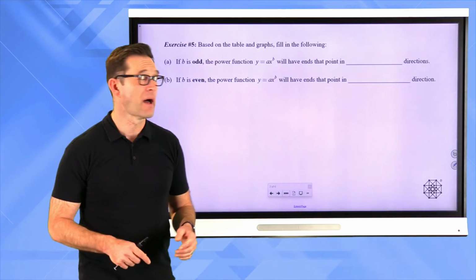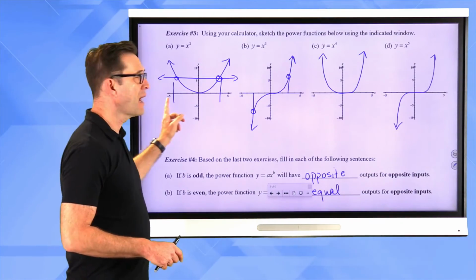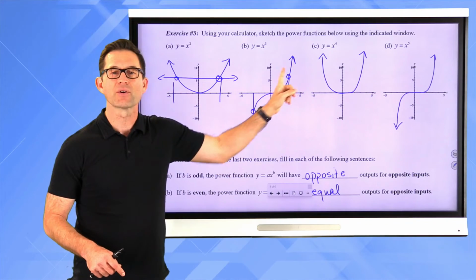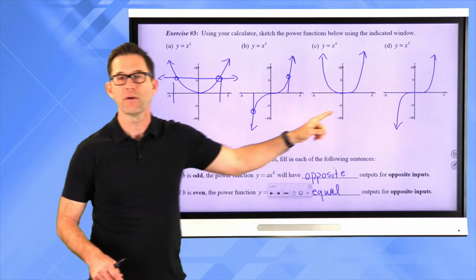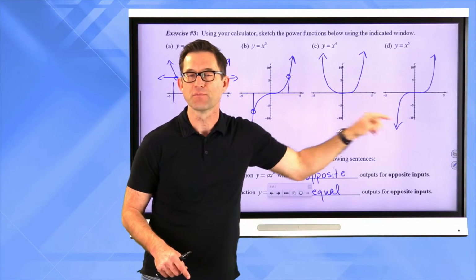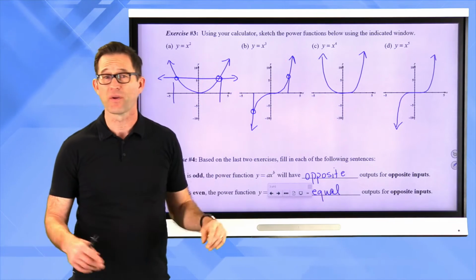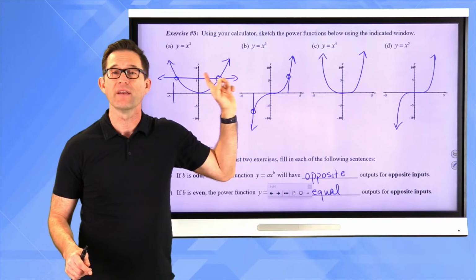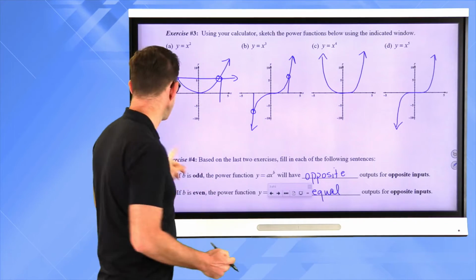Well, this is really all about the graphs, right? You can't see it so much from the table, but if I look at those graphs, if I've got odd-powered functions, then the ends are going to point in opposite directions. That end is pointing up, that end is pointing down, that end is pointing up, that end is pointing down. But if I've got even-powered functions, that don't care about whether the input is negative or positive, then the ends point in the same direction, both pointing up here, both pointing up there.